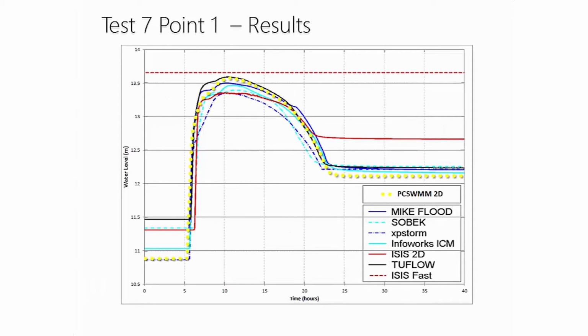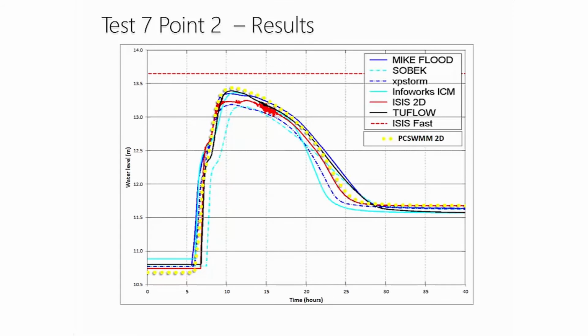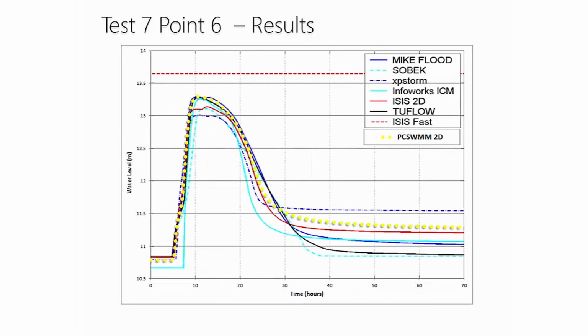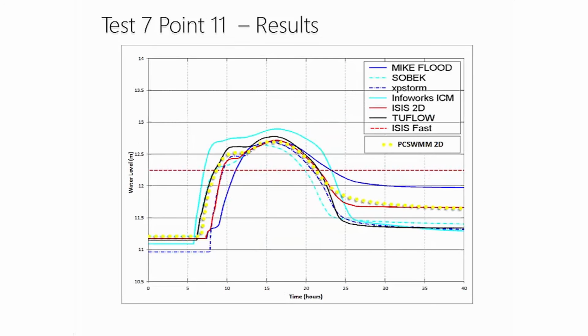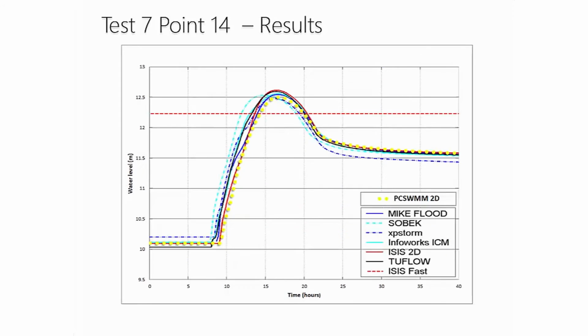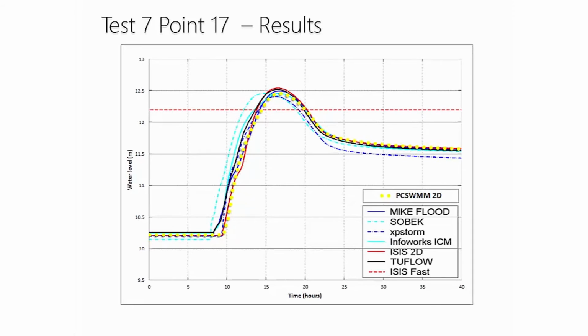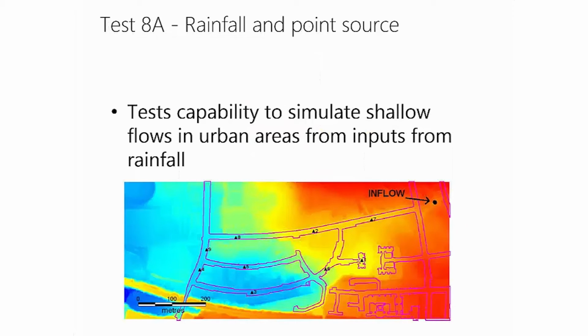So I'm going to quickly go through the results. In this case, we did very well. So this is looking at point 1, point 2, point 6, point 8, point 9, point 11, point 12. Again, we did very well for all these tests. You'll also notice there weren't as many packages who submitted results for these latter tests, as the integrated 1D 2D component is not available for all the software packages that were tested. Point 17, and so on.